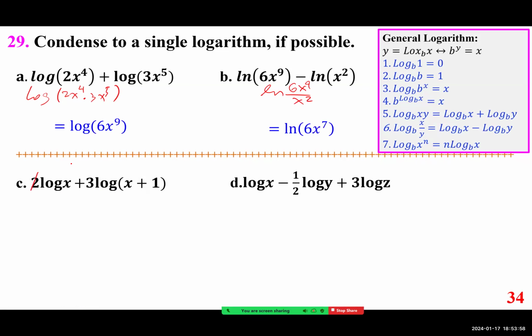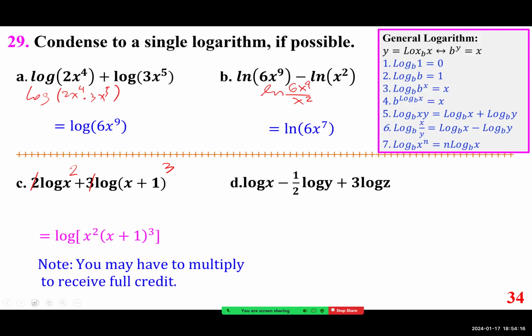This one, I'm going to get rid of the 2 and put it here. This one, I'm going to put the 3 up here. And now this becomes log of x squared times x plus 1 cubed. Now, depending on what they ask you, as far as I'm concerned, this is a done deal and it's perfect. They may want you to multiply this. I don't, so it's up to you. All right.